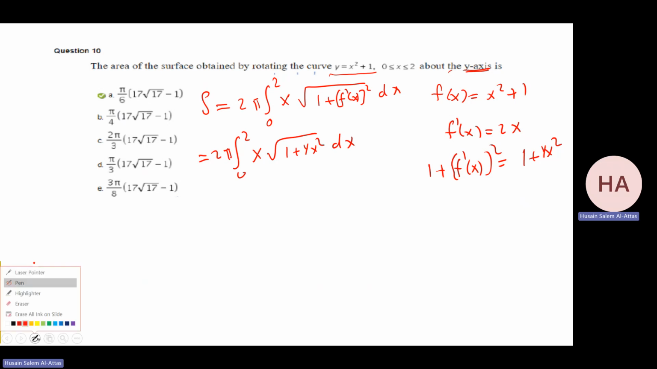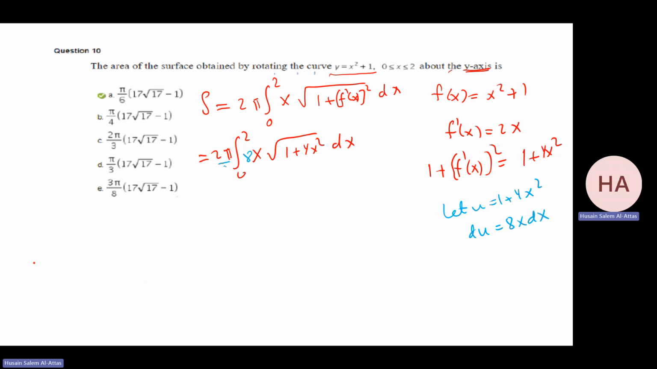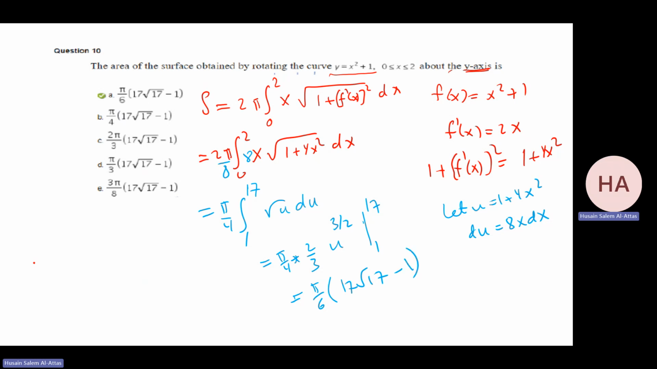Now I will do substitution. Let u equal 1 plus 4x squared. Then du will be 8x dx, so I need 8 over 8. That will be pi over 4, from where to where? From 1 to 17. And I have the square root of u du. So that will be pi over 4 times 2 over 3, u to the power 3 over 2, from 1 to 17. That gives me pi over 6 times 17 square root of 17 minus 1, which is this.